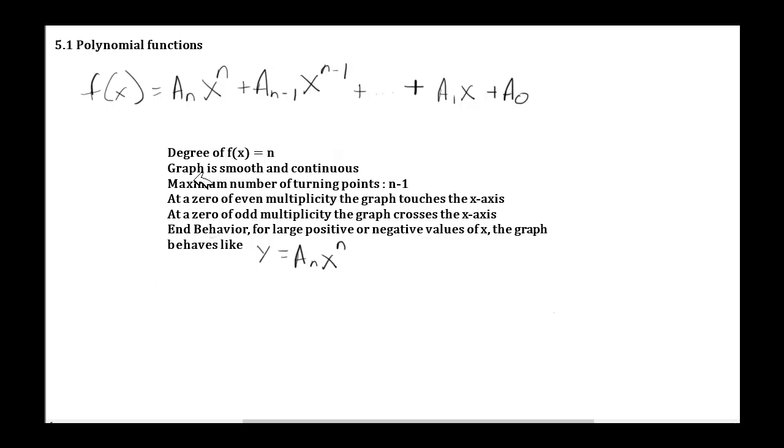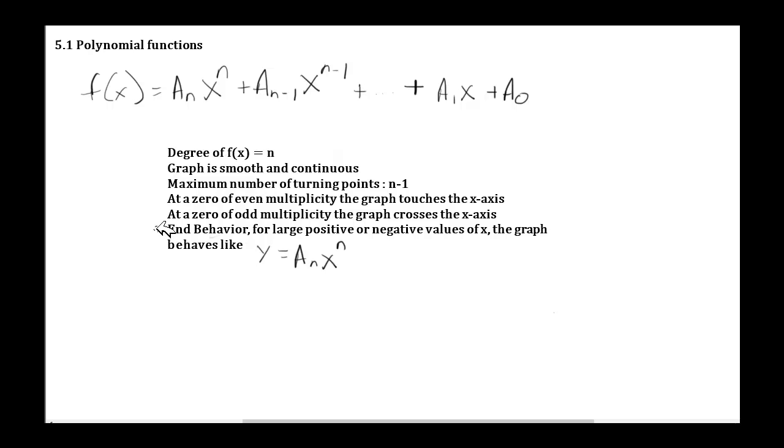Its degree is n, its graph is smooth and continuous, which means you can draw the whole thing from left to right without lifting up your pen, and there are no sharp points, no corners, no cusps. The maximum number of turning points is one less than the degree, and that's the maximum. You don't necessarily have to get that many, but that's the most you could have. A zero of even multiplicity touches the x-axis, whereas a zero of odd multiplicity crosses.